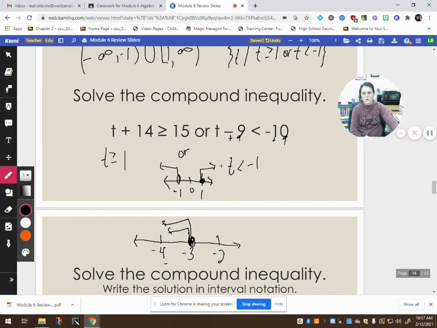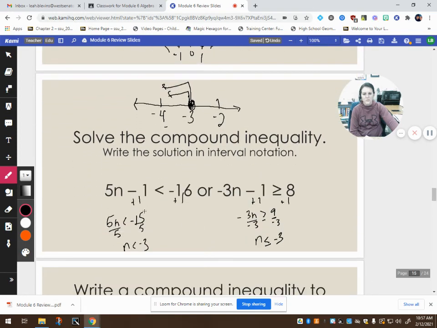Okay, I hope that you worked this out. This one's a little bit different, right? We end up with n is less than -3. If you remembered the golden rule of inequalities, when you divide here, you end up with n is less than or equal to -3.